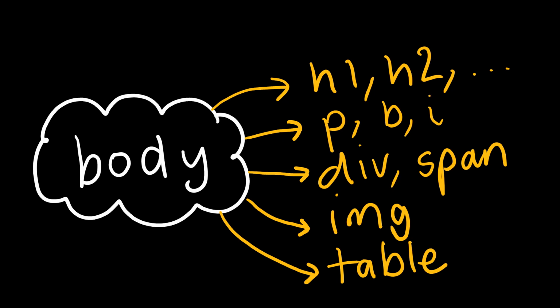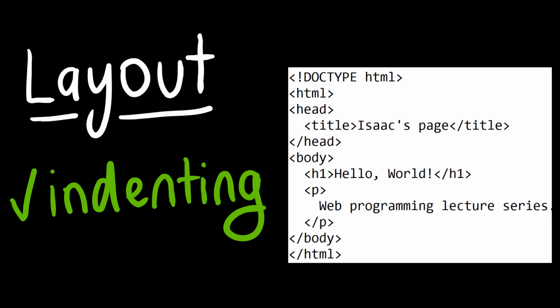This includes headings, paragraphs, divs, images, and tables. One of the most important parts of writing HTML is indenting. It allows us to identify any content that falls inside of a tag and clearly see the structure of our document. It develops a notion of levels.